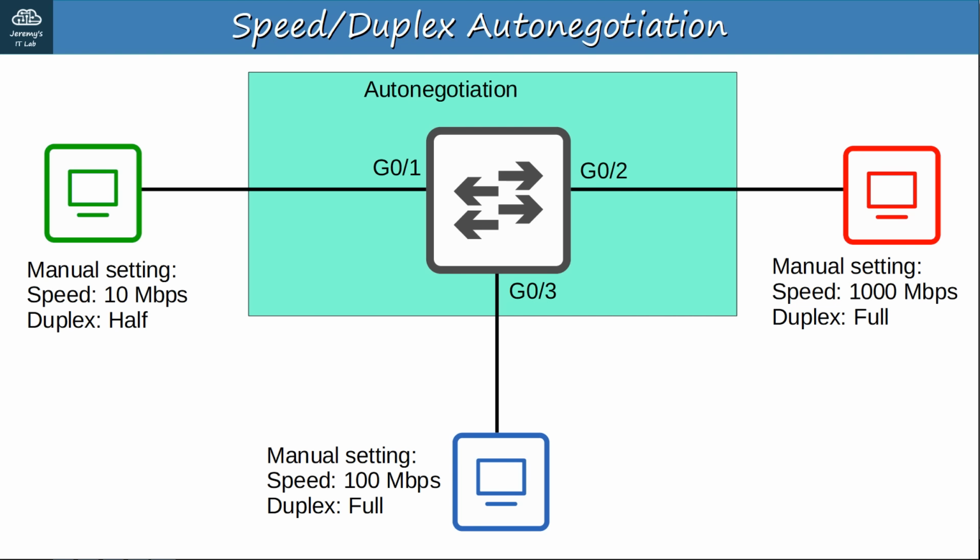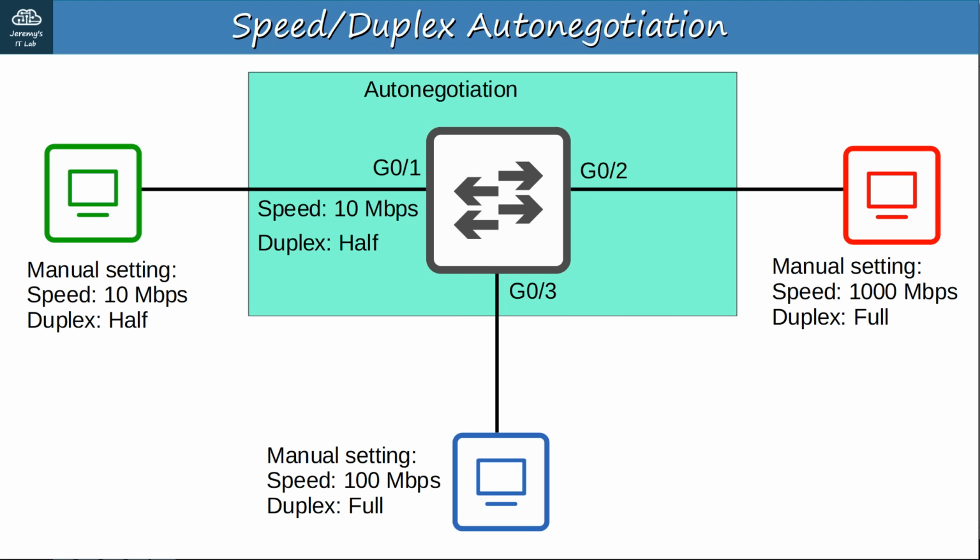So let's see how this works. In this case, only the switch is using auto-negotiation, and the three PCs have manual, fixed speed and duplex settings. We'll also assume that the switch successfully detects the speed that the PCs are using. The green PC has a speed of 10 megabits per second, so the switch detects that and sets its speed to the same.